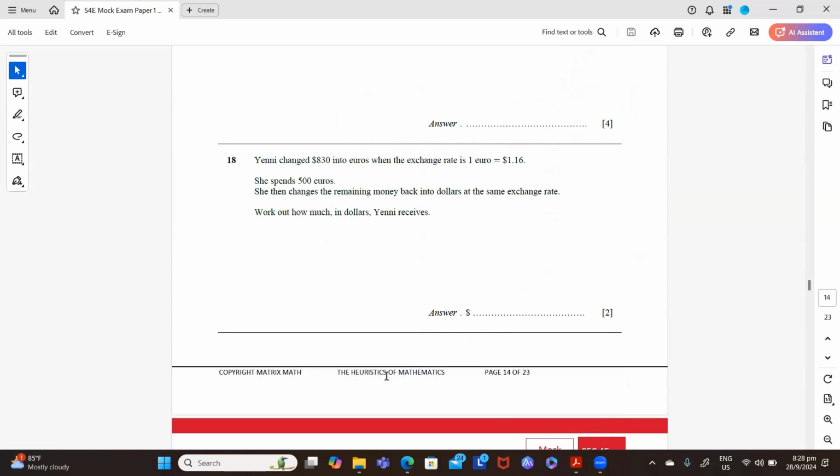Okay, question 18. So you only change $830 into euros when the exchange rate is €1 to $1.16. Then she spent 500 euros, then she changed the money back. So what you want to do is write down $1.16 is €1. So if it's $830, just take 830 over 1.16 times 1.